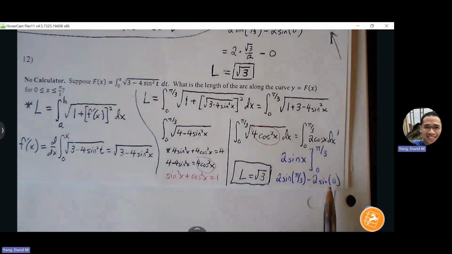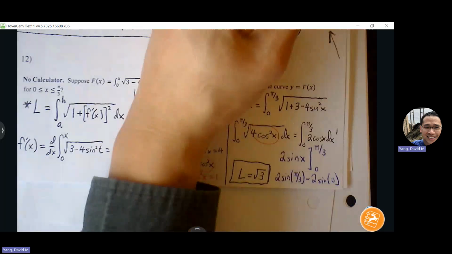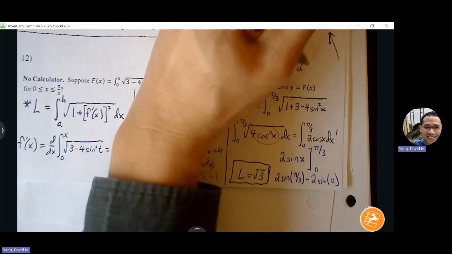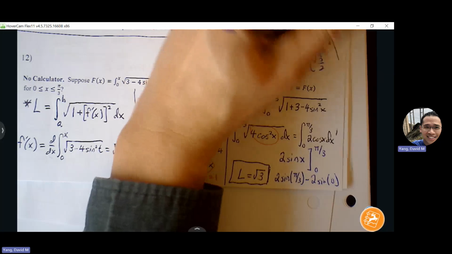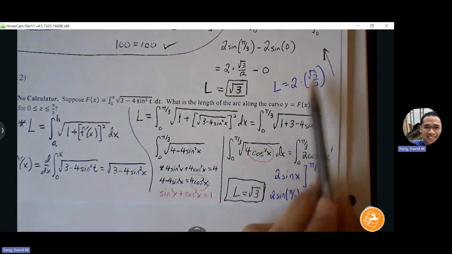Now, 2 sine of 0 is just going to be 0. Sine of pi over 3 is going to be root 3 over 2. So I have 2 times root 3 over 2. The 2's cancel out. I'm just left with root 3.